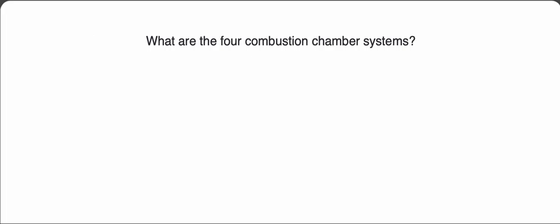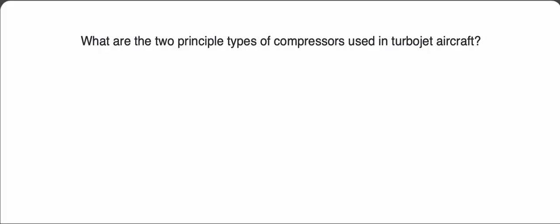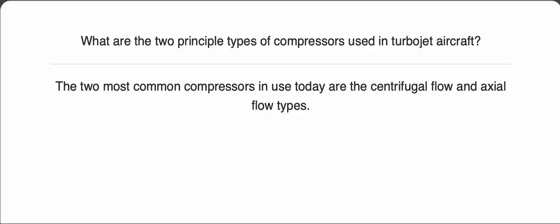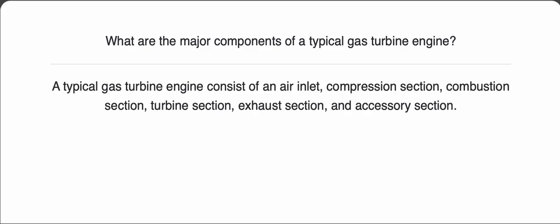What are the combustion chamber systems? They are the can, annular, and reverse flow annular types. What are two principal types of compressors used in turbojet aircraft? The two most common compressors in use today are the centrifugal flow and axial flow types. What are the major components of a typical gas turbine engine? A typical gas turbine engine consists of an air inlet, compression section, combustion section, turbine section, exhaust section, and accessory section.